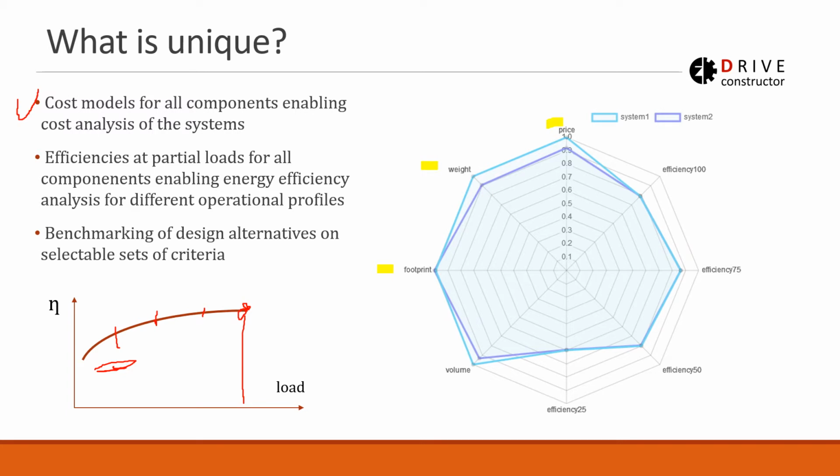Like in this graph, we see that price is the same as cost. Price of one system is higher than price of the other system, and weight is also higher. So in this particular example, it looks like system number 2 is better than system number 1, because we can see that the efficiencies of the two systems are comparable, but system number 2 is more compact and has low weight and low cost or lower price. So this is quite good for understanding the differences between the systems.